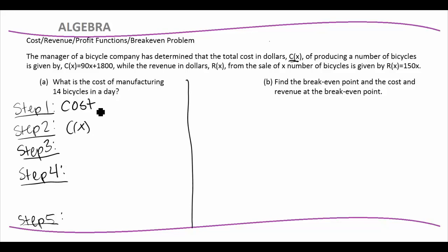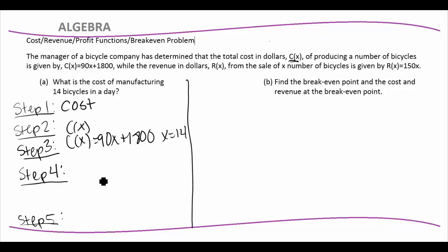Step 3, we're going to translate the English into mathematical statements. Well, they already gave us the formula, so we're going to use C of X equals 90X plus 1800. And in our part A, it tells us that X is going to be 14. That's how many bicycles we're looking to manufacture in one day.